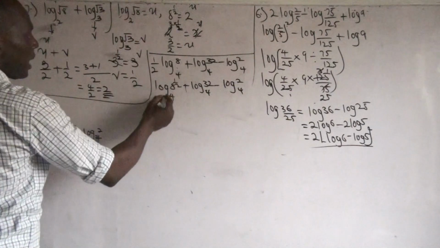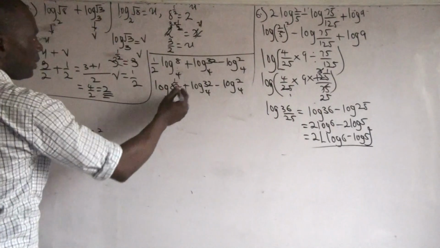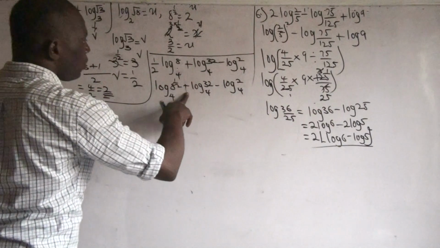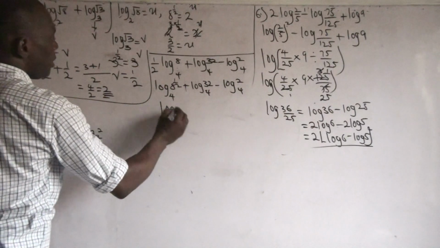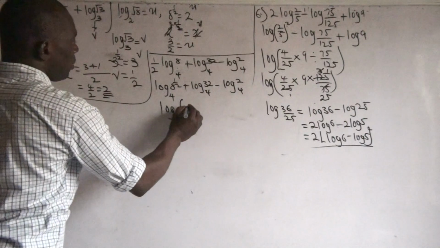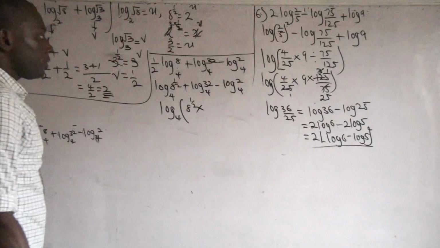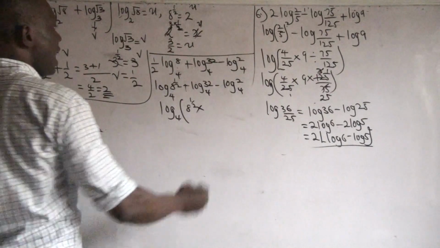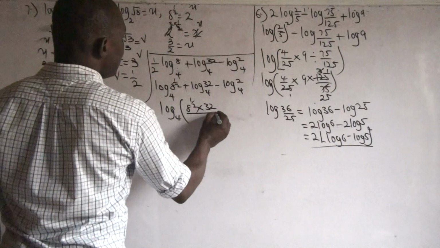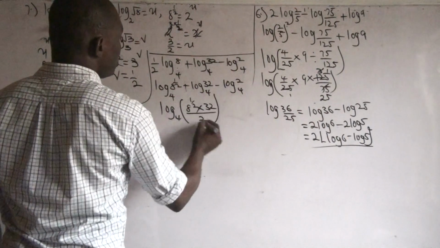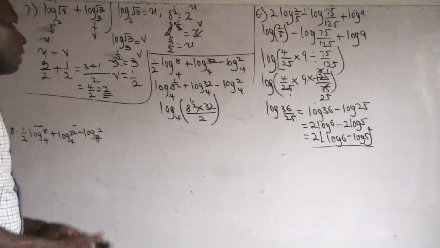So here we cannot operate using the rule here. Addition will multiply, subtraction will divide. So here we'll put log to base 4 of 8 raised to the power half times 32 divided by 2. So we are going to do a lot of work here.